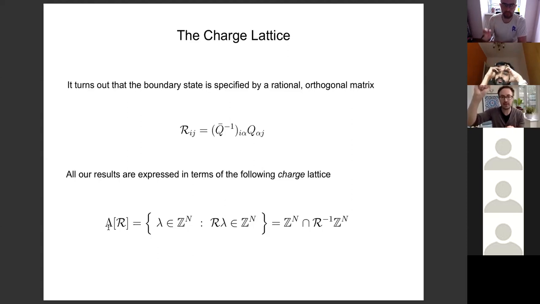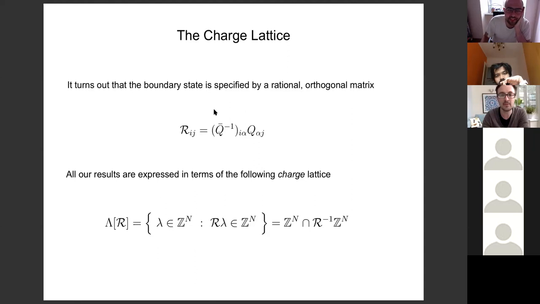You're always guaranteed to find some just because R is a rational matrix, but you may have to go quite a long way out from the origin before you find one which, when you rotate it, gets rotated into another lattice vector. What it means is that the bigger the difference between the left and the right moving charges, the sparser this lattice lambda. That's the intuition to have in mind. By the way, everything I'm going to tell you for the rest of the talk is going to be in terms of this lattice lambda, so it's important we understand this. Are there any questions about the interpretation of this?